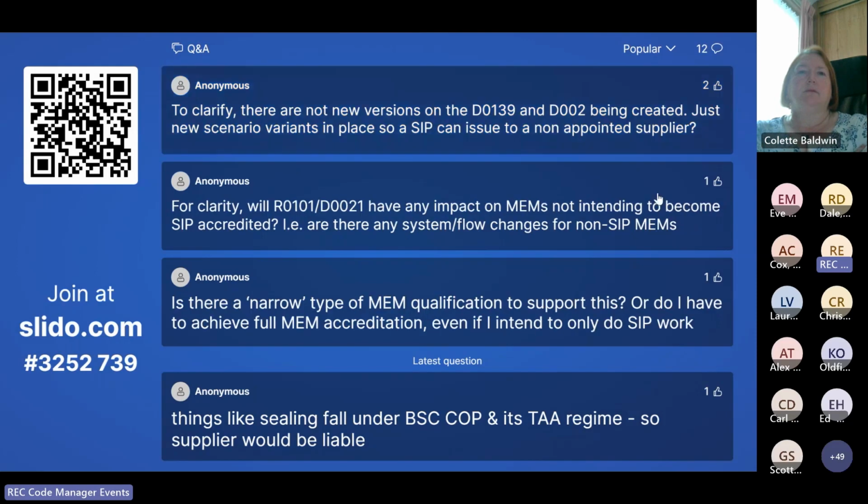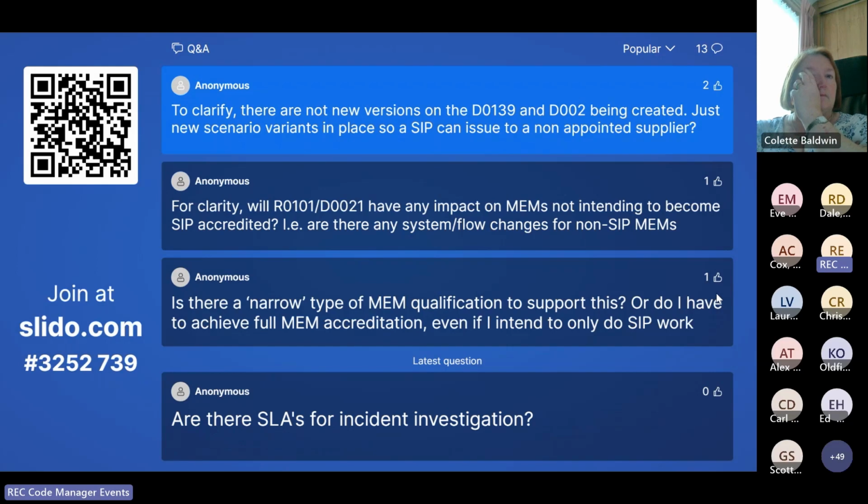To clarify, there are not new versions of the D139 and D2 being created, just new scenario variants in place, so a SIP can issue to a non-appointed supplier. New scenario variants are correct. They are for a number of flows, and not just the D139 and the D2. All of them, except the new market message, that are involved in the solution are entirely new scenario variants between the SIPs and the suppliers, or the SIP and the DNOs. So a SIP can issue to a non-appointed supplier.